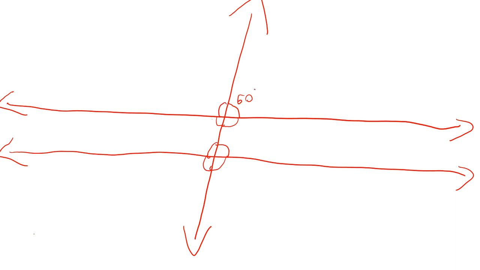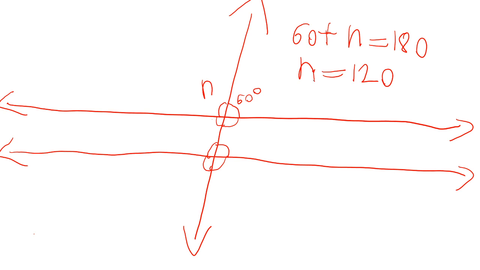Now, if this angle is 60 degrees, and let's just assume this other angle is n, 60 plus n is going to be 180 degrees, since this is a straight line. So if we solve this equation, n is just 120 degrees. So that's going to be 120. I mean, not 120, the opposite one is going to be 60 degrees because vertical angles are equal.